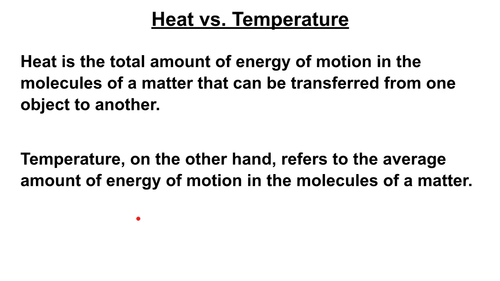So what is heat? Heat is the total amount of energy of motion in the molecules of a matter that can be transferred from one object to another. So heat is really the energy itself, that can be transferred back and forth. Temperature is referring to the average amount of energy of motion for the molecules in the matter. So temperature is an average reading of the motion of the molecules, whereas heat is the total amount of energy for the motion in those molecules that can be transferred back and forth.